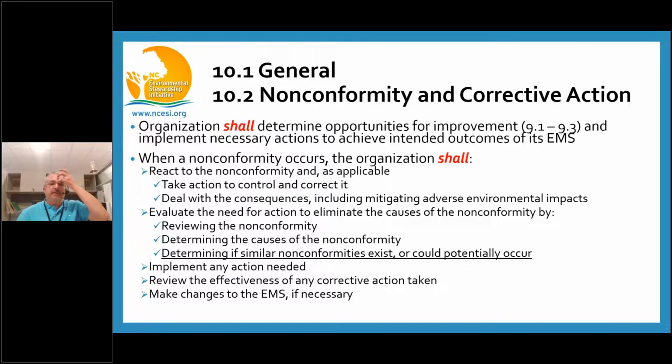So in clause 10.1 and 10.2 of the standard, it states the organization shall determine opportunities for improvement and implement the necessary changes to achieve intended outcomes of its EMS. Now, when a nonconformity occurs, organizations shall react to the nonconformity, right? And as applicable, take action to control and correct it, right? Deal with the consequences, including possible mitigating adverse environmental impacts, all right? Evaluate the need for action to eliminate the causes of the nonconformity. This could be done by reviewing the nonconformity, determining the causes of the nonconformity, and determining if similar nonconformities exist or could potentially occur.